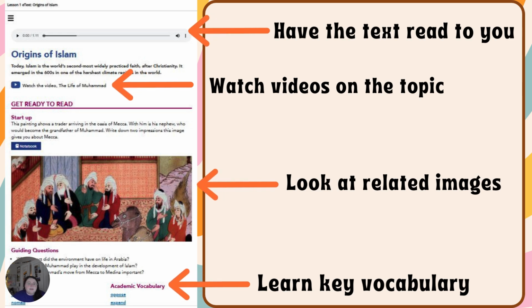On the first page of each lesson, it will give you a little overview of things, and you can watch this video to get an overview of the lesson. Then it will give you an image, and there will be several images throughout the text that you can look at and look at questions related to those images. And then at the bottom, you'll see key vocab where you can click on each word and find out the definition.